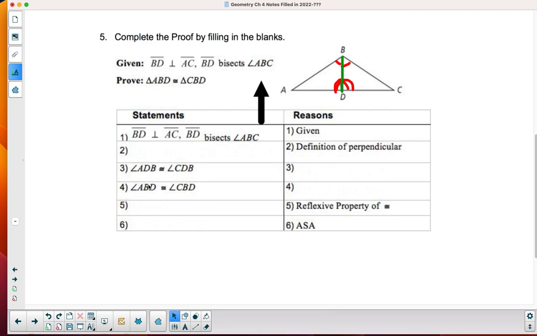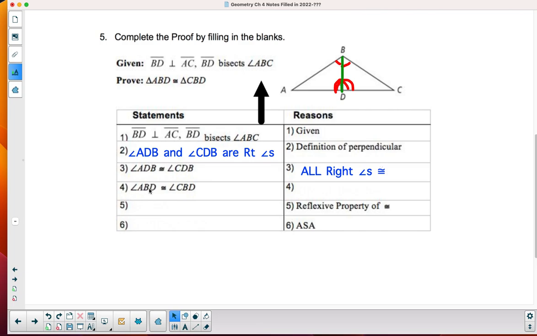And let's get started. So I got my perpendicular sides and my bisecting. Well, let's take care of our perpendicular sides. Perpendicular sides create right angles. So I got ADB and CDB right angles. That's by definition of perpendicular lines. Now, those right angles, ADB and CDB, they're congruent to each other because all right angles are congruent.